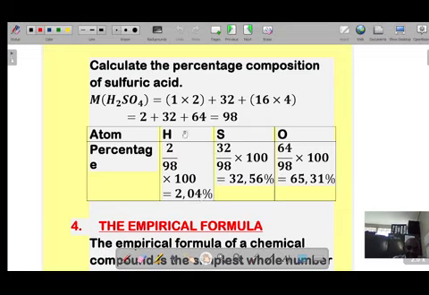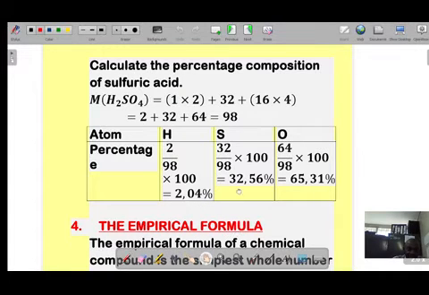2.04%. What about for sulfur? It's going to be 32 divided by 98 times 100, giving us what? 32.56%. What about oxygen? It's going to be 64 divided by 98 times 100, gives us what? 65.31%. So after knowing the percentage composition, that brings us to empirical formula.